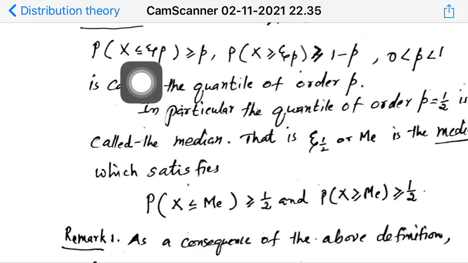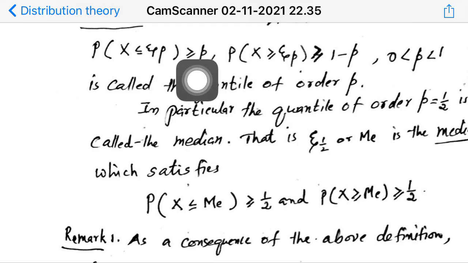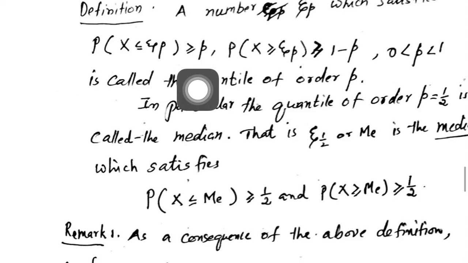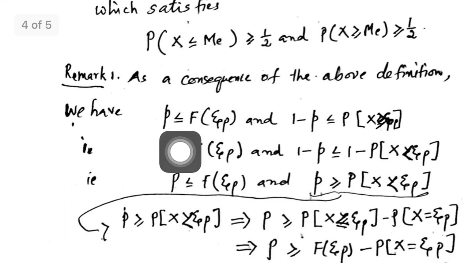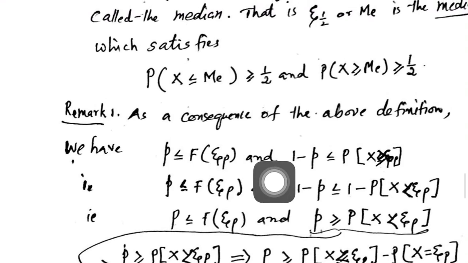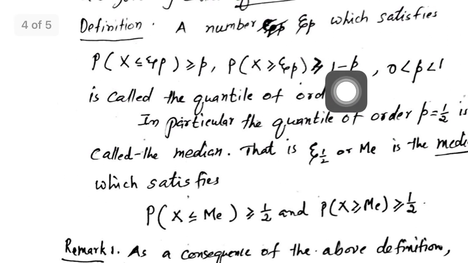F of psi P greater than or equal to P. Yes, or P is less than or equal to f of psi P. And what about the second condition? 1 minus P. I am writing 1 minus P first.